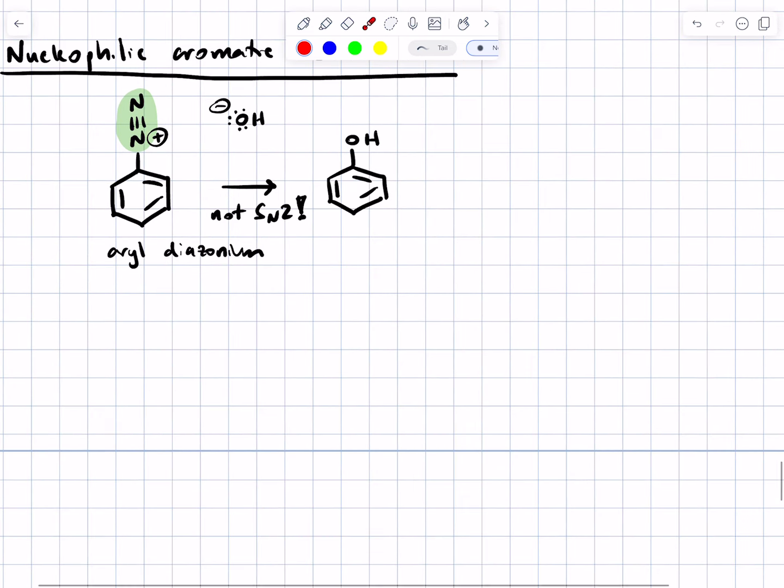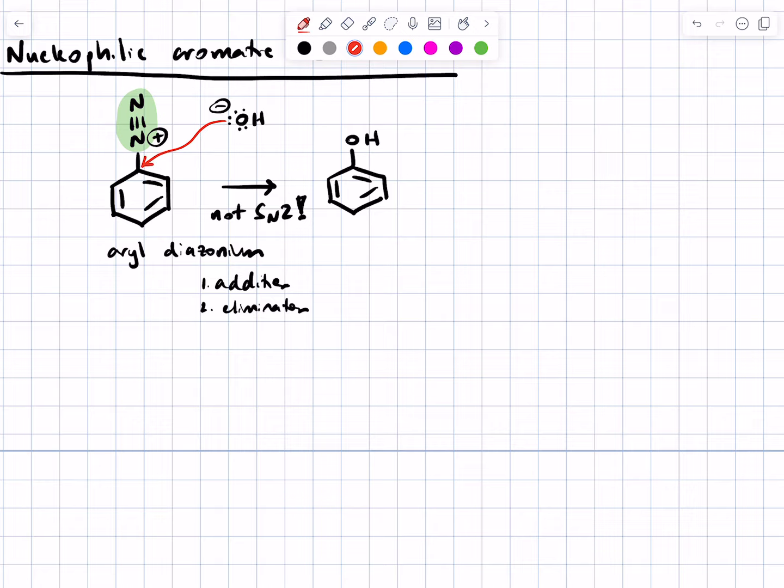So what's thought to happen is an addition followed by elimination step, which looks like this. Oxygen attacks the carbon that has the leaving group on it. You would get an intermediate that looks like this.